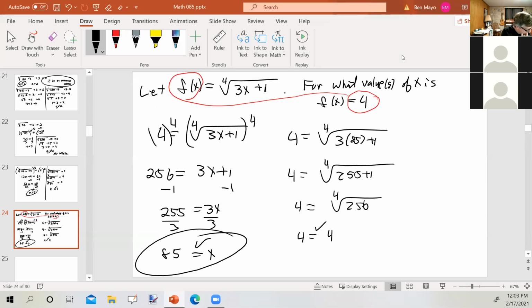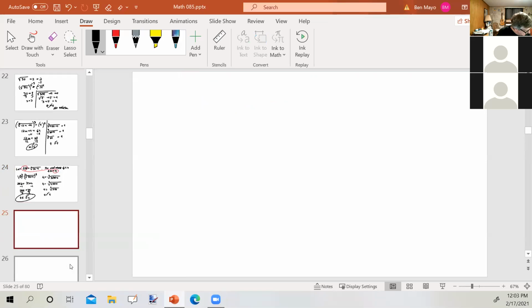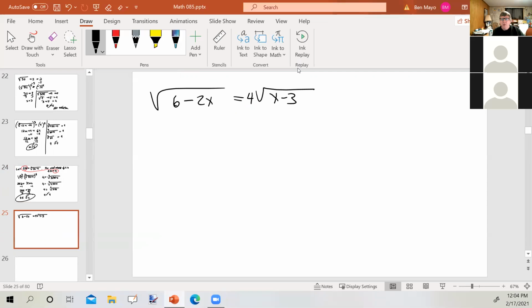Okay. Now, let's say we've got an equation with 2 radicals in it. For instance, this one. The square root of 6 minus 2x equals 4 times the square root of x minus 3. We have an equation with 2 radicals, only 2 terms, both of which have radicals in them, because the 4 is part of that second term. If we have 2 terms, we want them separated, one on each side of the equal sign, which is what we've got right now. Since they're square roots, we're going to square both sides.